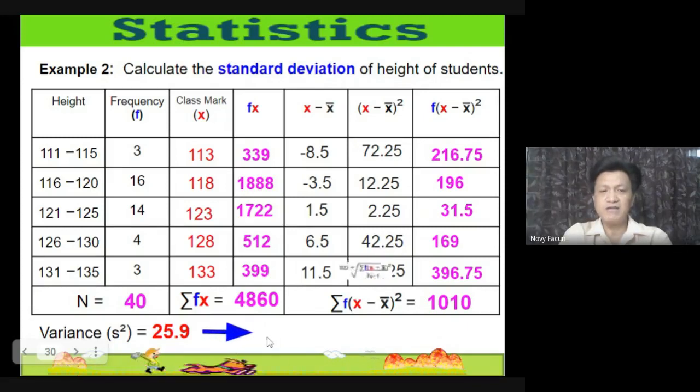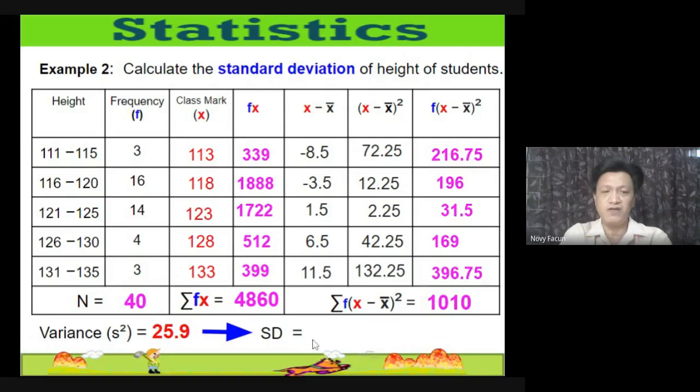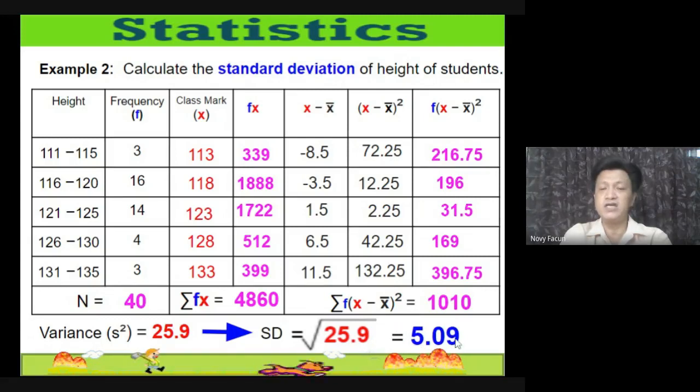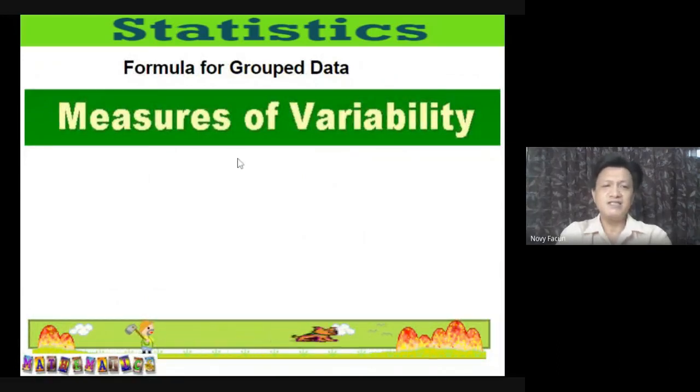Therefore, kapag sinubstitute natin yan, di ba, for the standard deviation, SD stands for standard deviation. Therefore, ang square root ngayon ng 25.9 is equal to 5.09. Ito ngayon yung ating standard deviation dito sa example number 2. So, ganun lang kung paano mag-compute. So, with that, let's summarize the formulas for the measures of variability of grouped data.